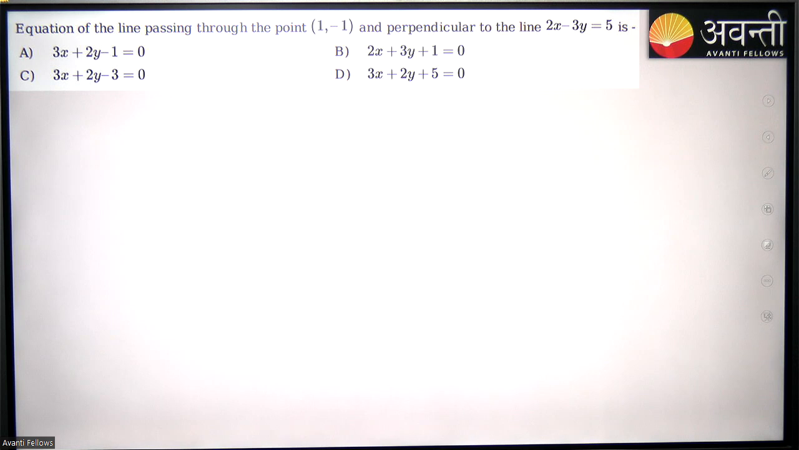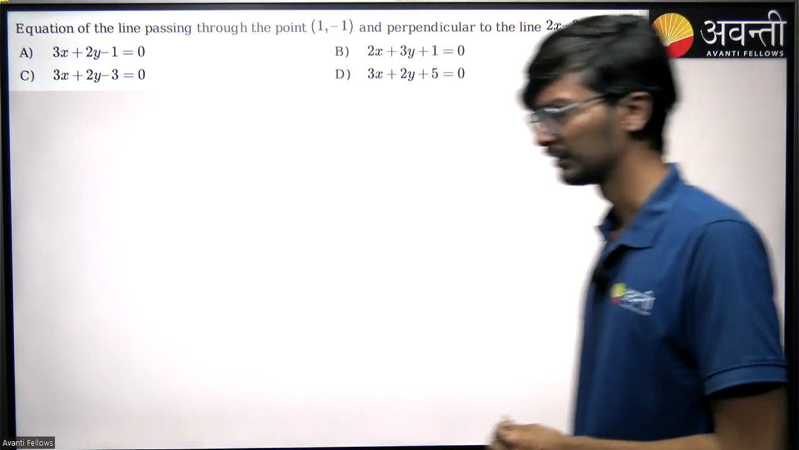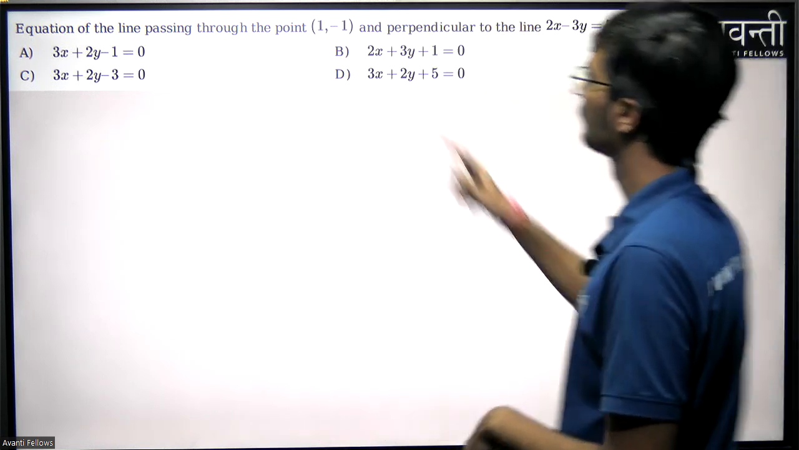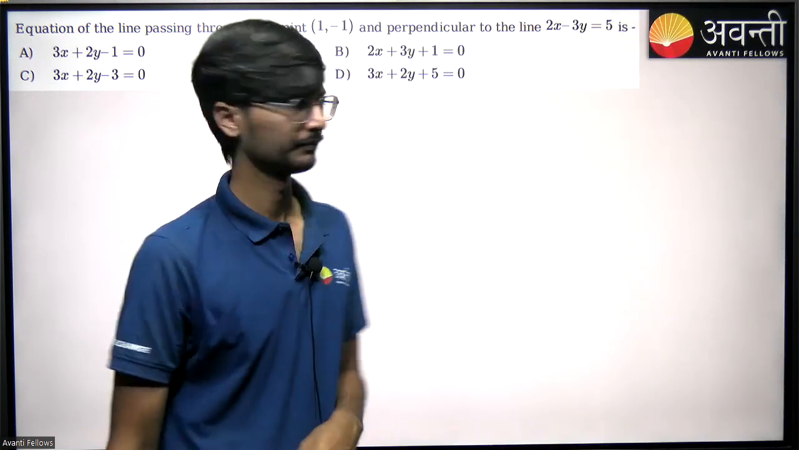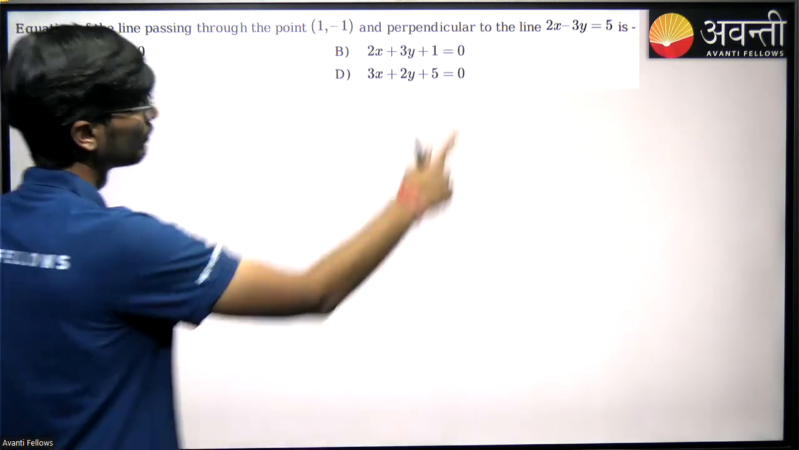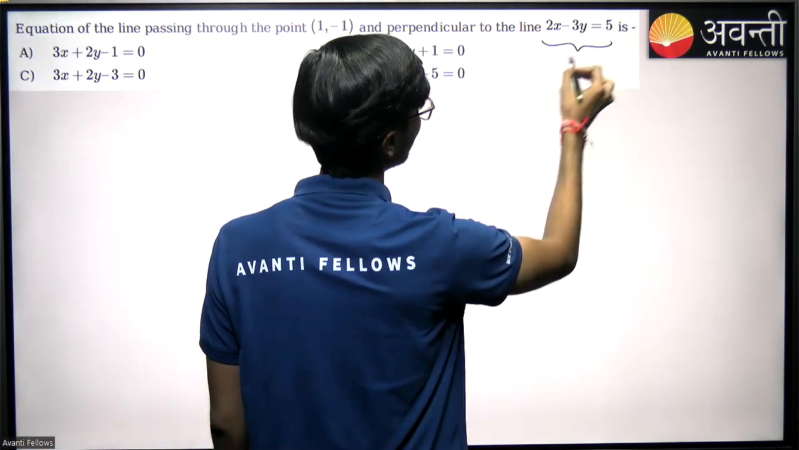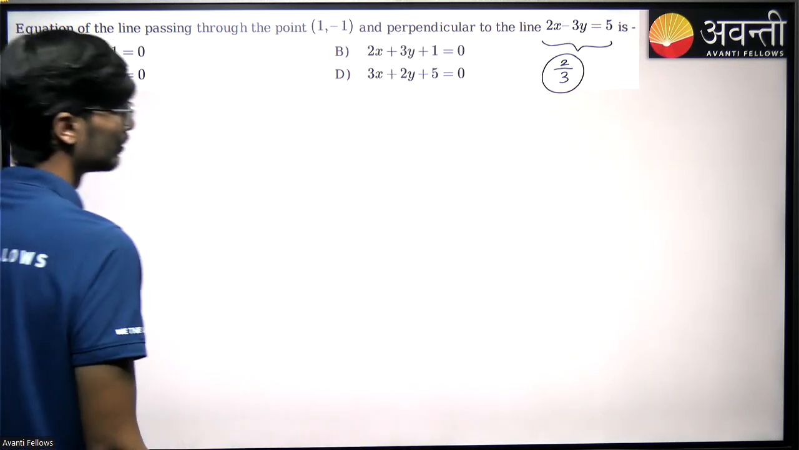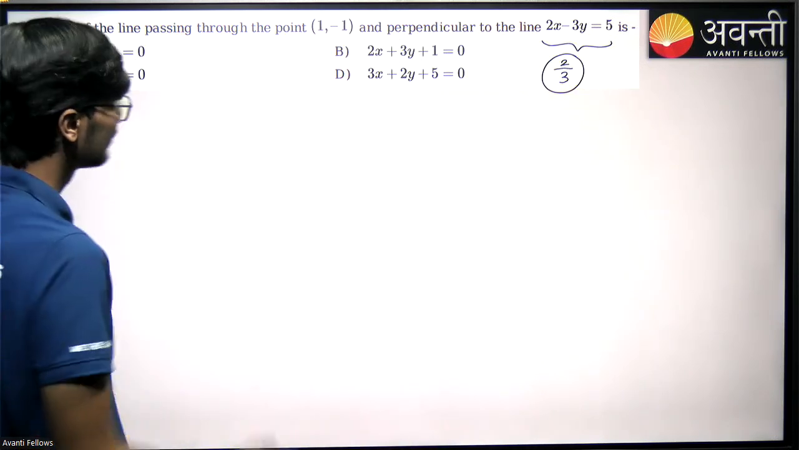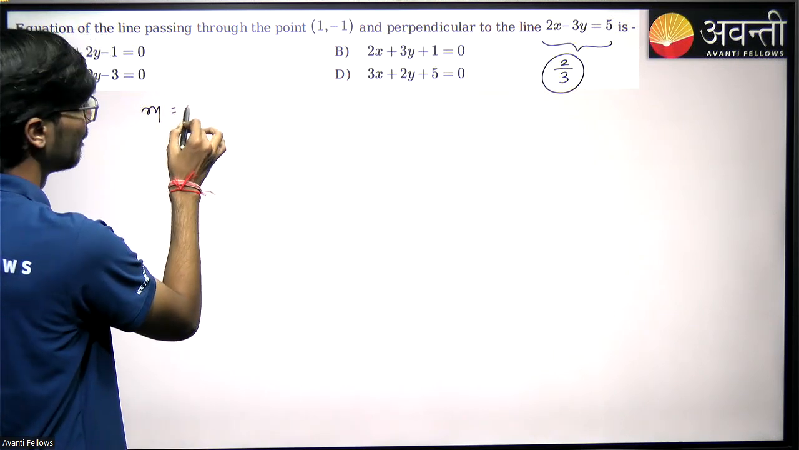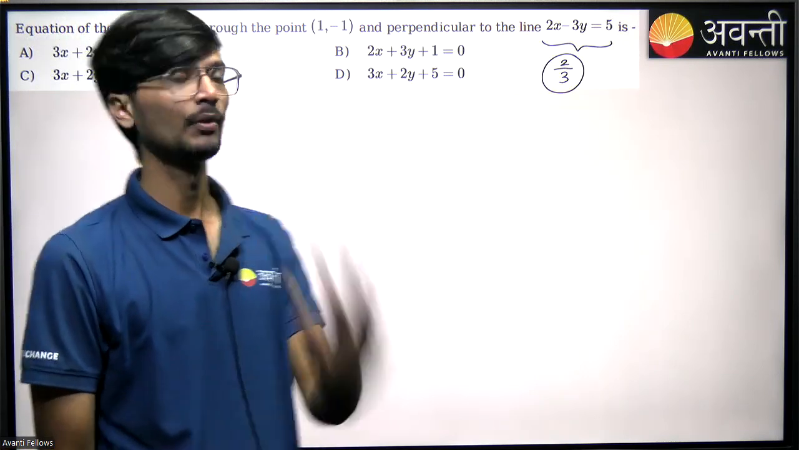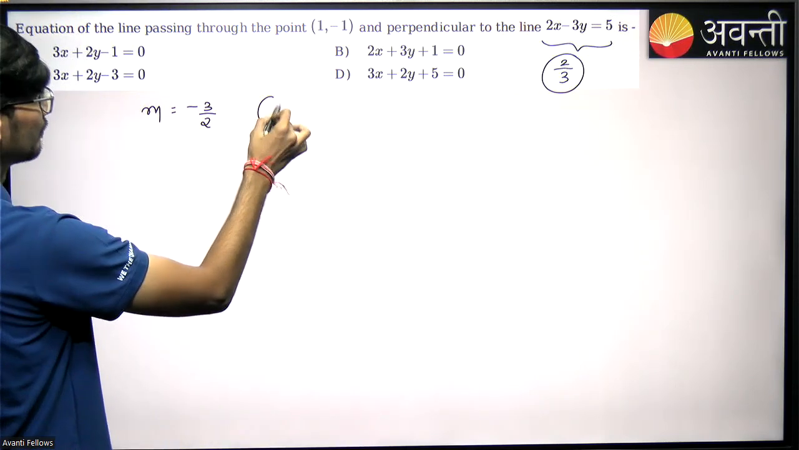Let's see the next question. A very simple question from straight lines. What we have to find? Equation of the line passing through the point and perpendicular to this line. So what is the slope of this line, guys? It is 2 by 3. So the required line is perpendicular to this line, so the slope would be minus 3 by 2, correct? Negative reciprocal. And the point is 1 comma minus 1.